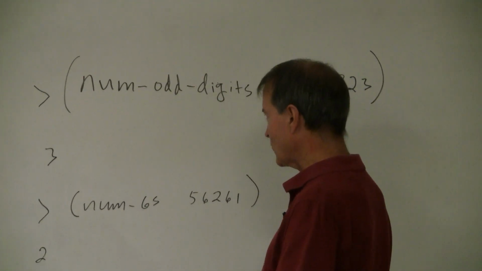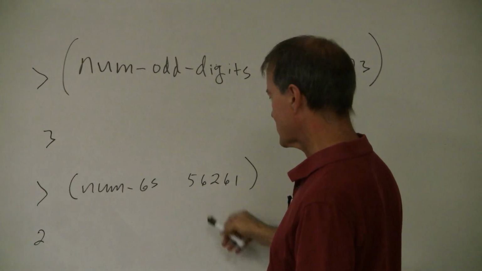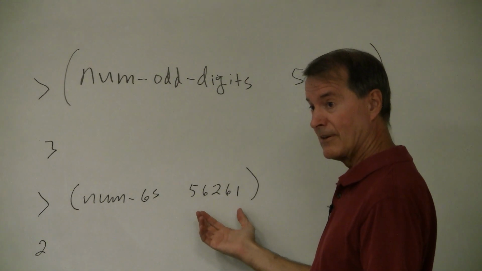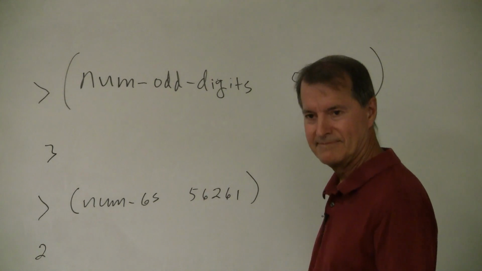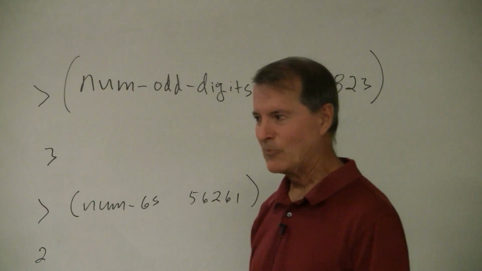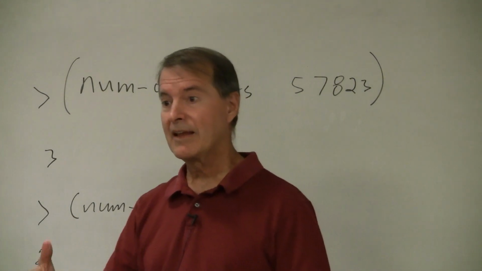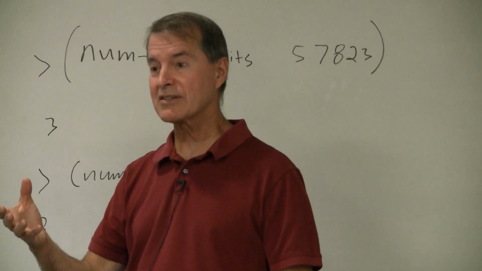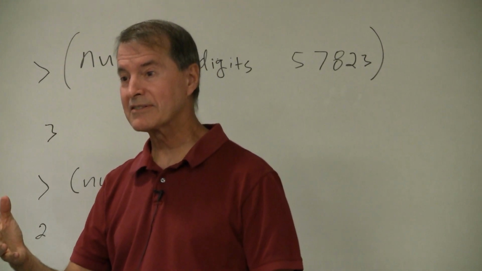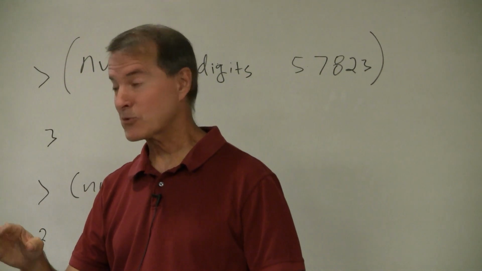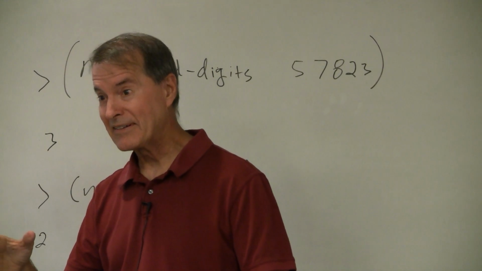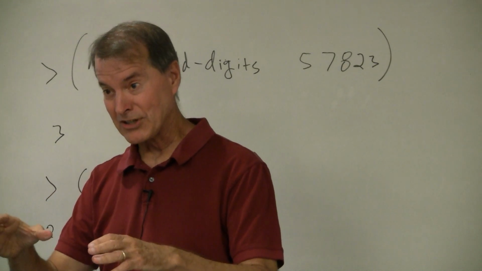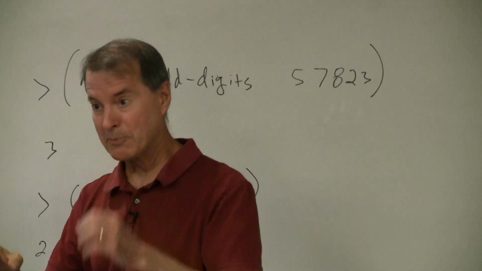So do you see that the only difference between num odd digits and num sixes is going to be what? What kind of digit? Yeah, and what will determine what kind of digit it is? It will be a what? Starts with an F. What paradigm are we in? It will be a function, right? Are you with me?